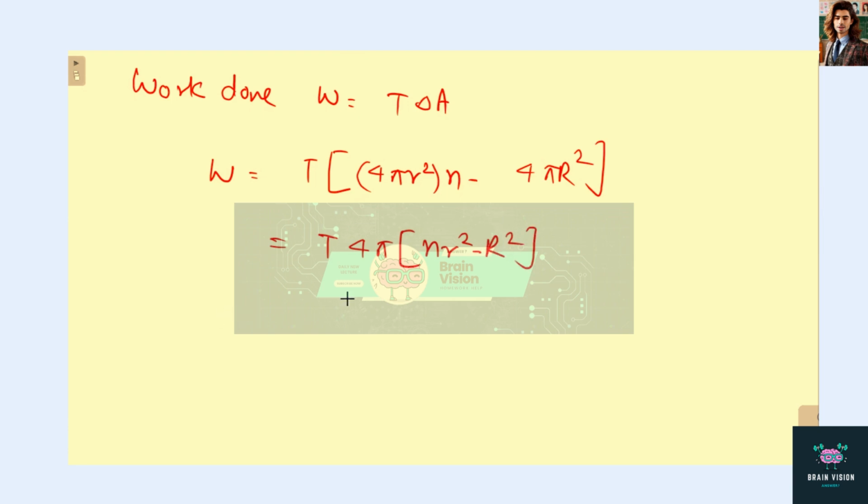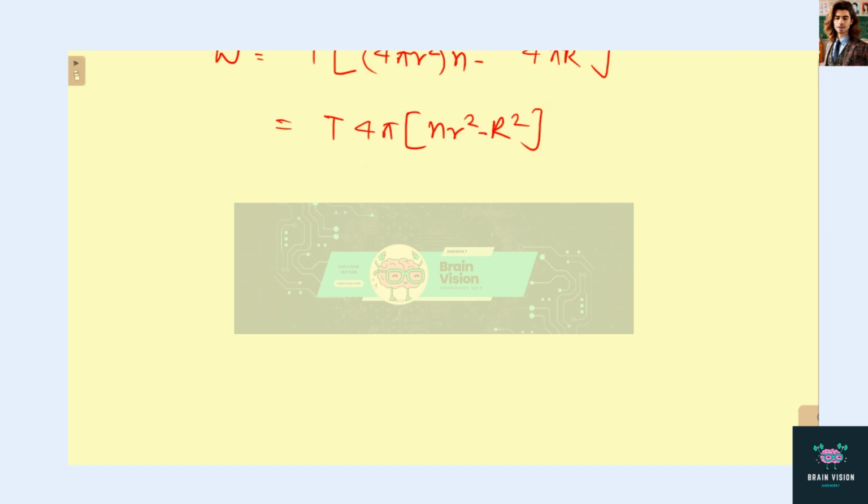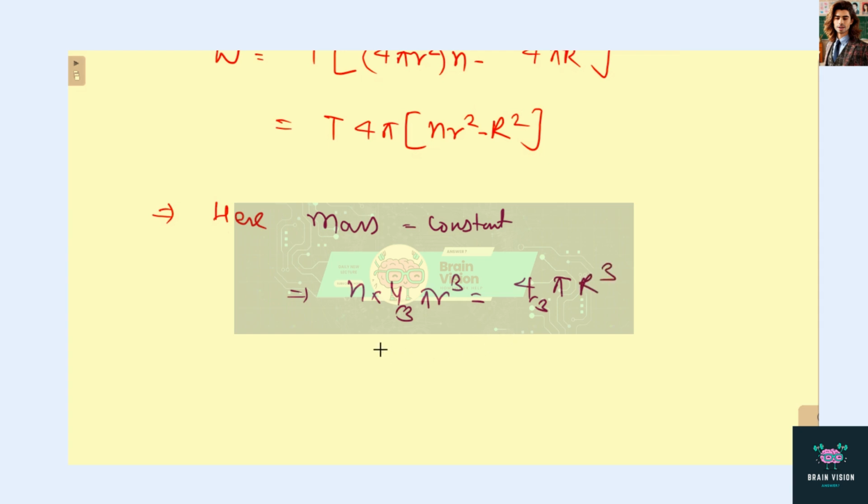Now in this process the mass remains constant, so mass of the smaller drops is equal to mass of the bigger drop. Because density is also constant, finally we can say that volume is constant. So n into 4/3 πr³ is equal to 4/3 πR³.